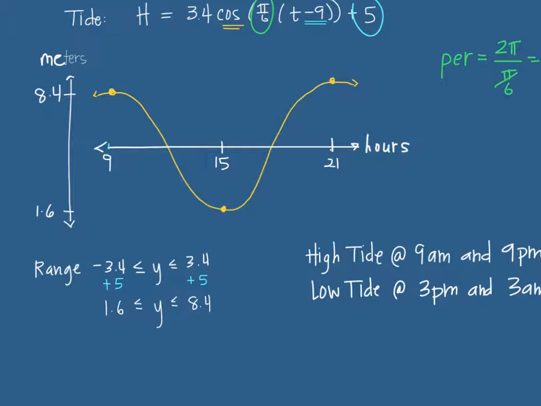Okay. The period we can figure out by doing 2 pi divided by 0.526. If we do the math on that, we can figure out the period. We can tell what the shift is, and then what if I wanted to know the range?